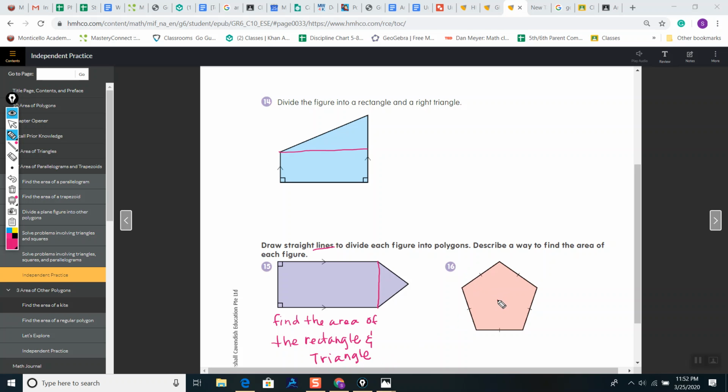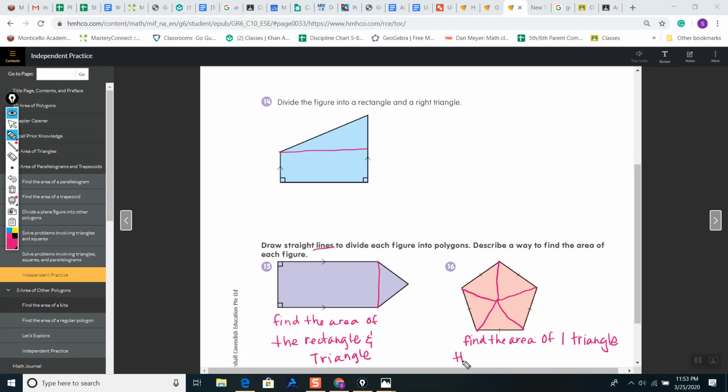This one I would put a point right in the middle here, and then I would draw lines to all the vertexes. So every single one of these bases now is the same. So here I would find the area of one triangle, and then I have 1, 2, 3, 4, 5.